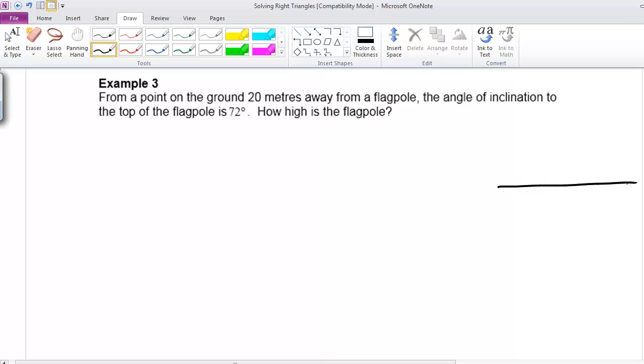So let's draw a physical picture. Here's the ground, here's my flagpole. We're over here somewhere on the ground, and we are looking up to the top of the flagpole. So here is my picture. And what I want to do then is transfer all that information away and just make my triangle. So again, I'm assuming the flagpole is straight up and down. I know that the point over here is 20 meters away, and I know that the angle of inclination is 72 degrees. And I want to know how high the flagpole is.